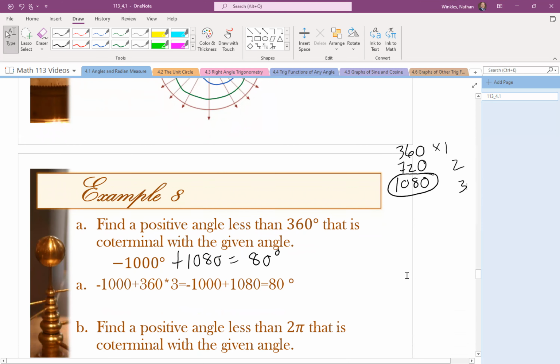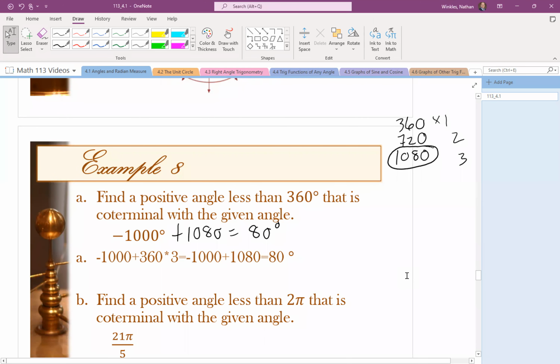So what if we had find a positive angle less than 2 pi that is coterminal with the given angle? So notice that we're in terms of fifths. So 10 pi over 5 is going to be 1 revolution. 20 pi over 5 would be a second one. So if I were to minus 20 pi over 5, I would get pi over 5.